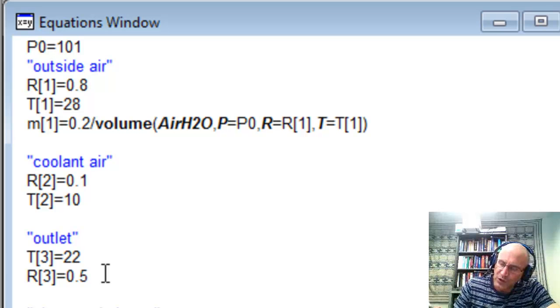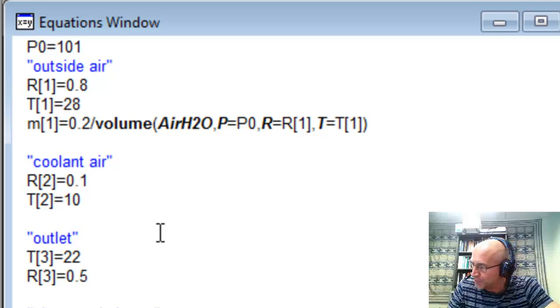So let's first of all specify our outside air, the air that we're bringing in. This is that top stream. We were told its relative humidity was 80%. In EES, it's going to be an R value of 0.8. And then our temperature was 28 degrees. And we were also told that we were bringing in air at 0.2, and that was cubic meters per second. And so I can go ahead and find the mass flow rate coming in. This is the mass flow rate of air.